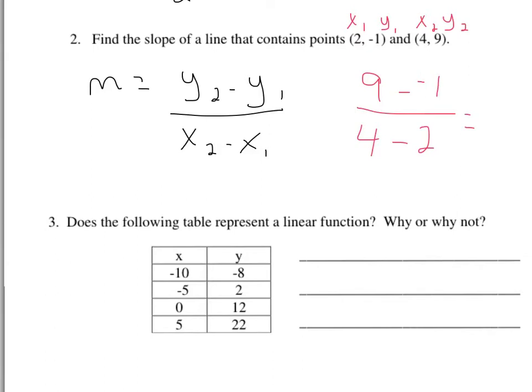So 9 minus the -1 is 10. 4 minus 2 is 2. And then 10 divided by 2 is 5. So m equals 5 over 1, or simplified, it's just 5.